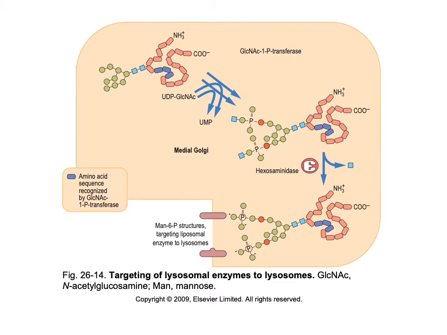This is an example of targeting proteins to lysosomes by tagging them with these high mannose oligosaccharides. And we're going to talk about this more in detail when we talk about how proteins find their ultimate destination within the cell, or how they are transported out of the cell.